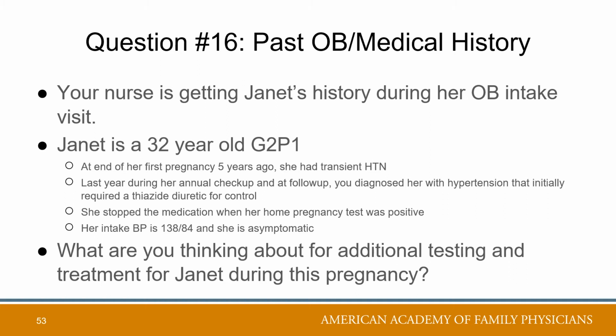Janet is a 32-year-old G2P1, and at the end of her pregnancy 5 years ago, she had transient hypertension. Last year, during her annual checkup and at follow-up, you diagnosed her with hypertension that initially required a thiazide diuretic for control. She stopped the medication when her home pregnancy test was positive. Her intake blood pressure was 138/84, and she is asymptomatic. What are you thinking about for additional testing and treatment for Janet during this pregnancy?